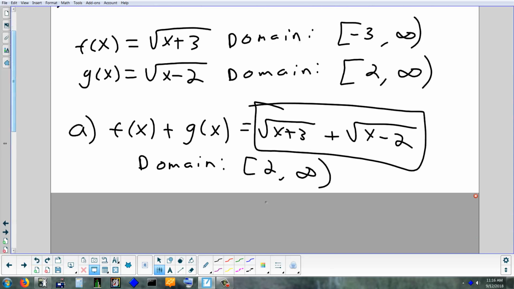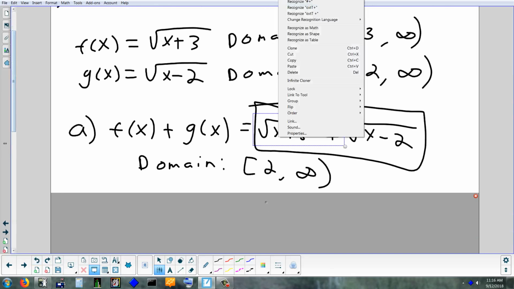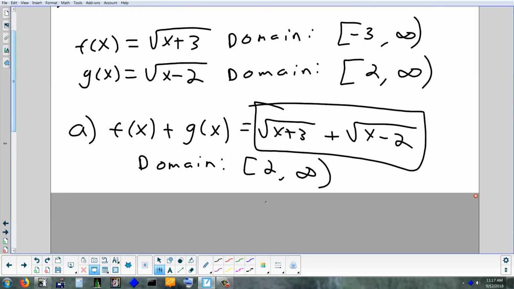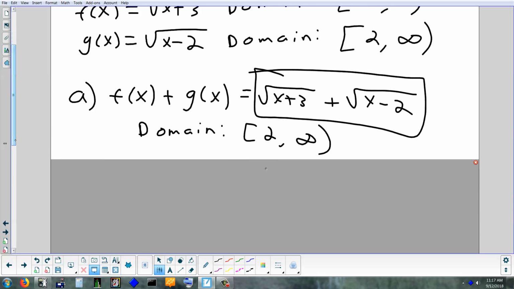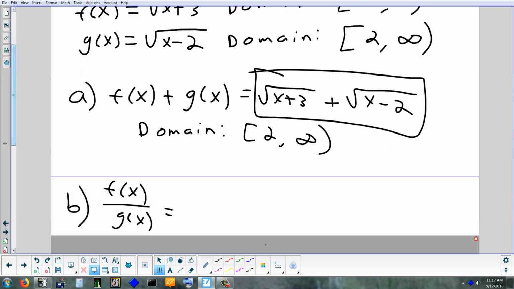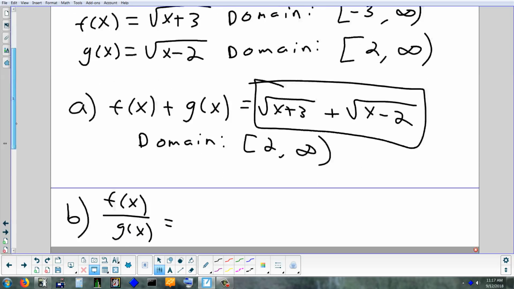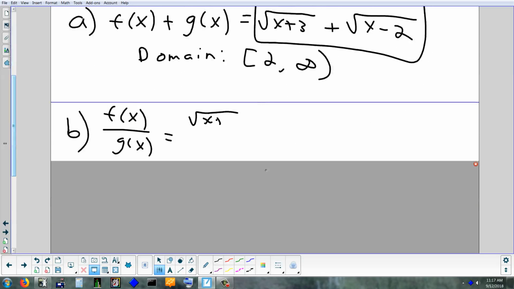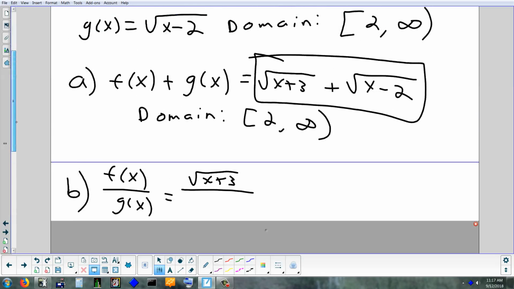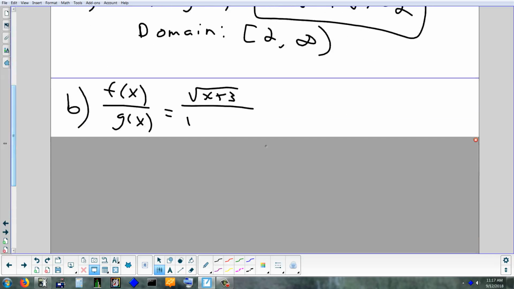And you're saying, well, wait a minute, you could plug in 0 into the first one. 0 plus 3, square root of 3, no problem. Yeah, but you can't plug 0 into the second part. 0 minus 2 is negative 2. So it's got to be numbers that work in both. Questions on that? All right, let's try a division one. So f of x divided by g of x. So I'm going to start out with the square root of x plus 3 divided by the square root of x minus 2.